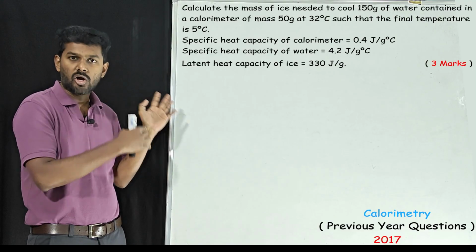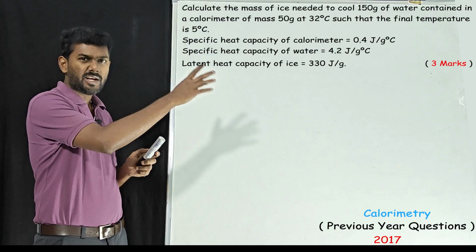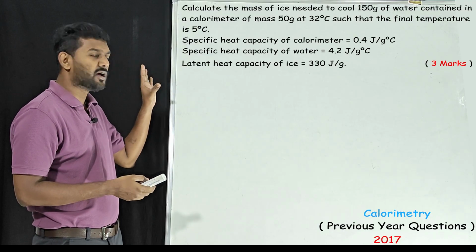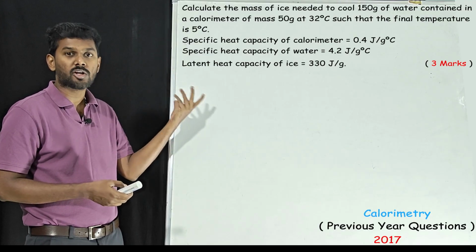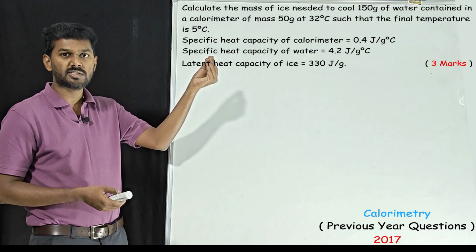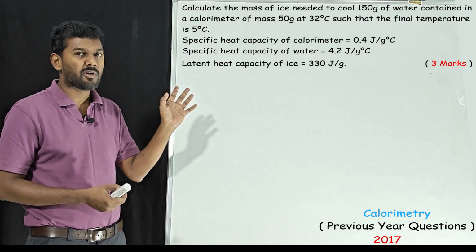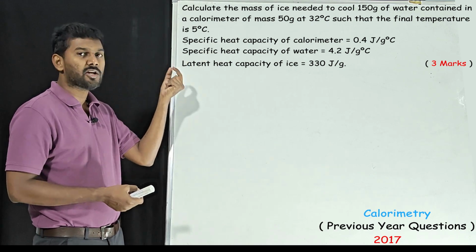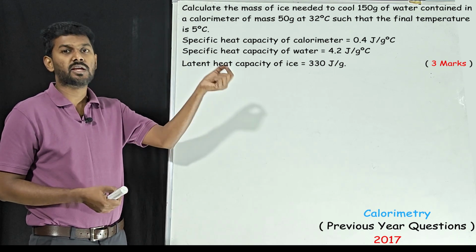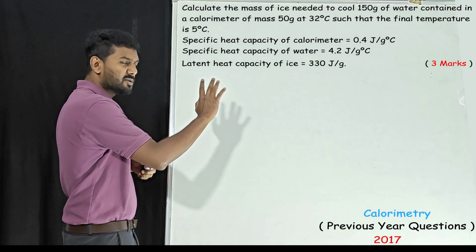Left hand side hot objects, right hand side cold objects. If you write these, that is nothing but heat lost by an object. Hot object is always going to lose the heat energy, correct? Heat lost by an object is equal to heat gained by an object. This is the principle of calorimeter, correct? What is the principle of calorimeter? Heat lost by an object is equal to the heat gained by the object. That is the principle.